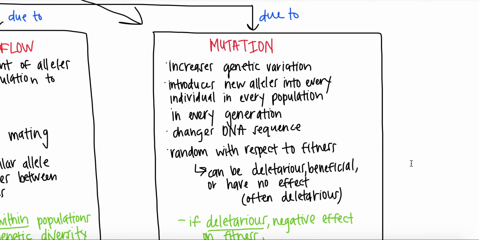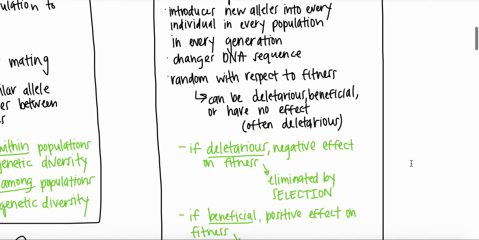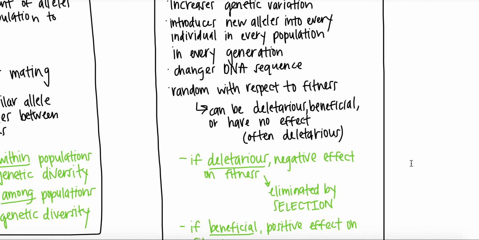Mutation increases genetic variation. It introduces new alleles to every individual in every population in every generation. Mutations are due to a change in DNA sequence, and it is totally random with respect to fitness. It can be deleterious, which is bad, beneficial, or it can have no effect. But oftentimes it is deleterious. So if the mutation is deleterious, it can have a negative effect on the fitness of an individual, and therefore that individual will be eliminated by selection.